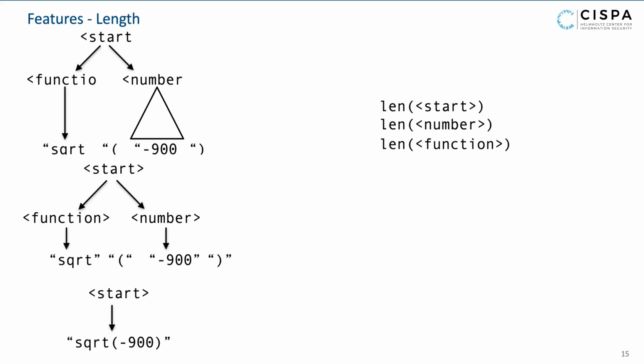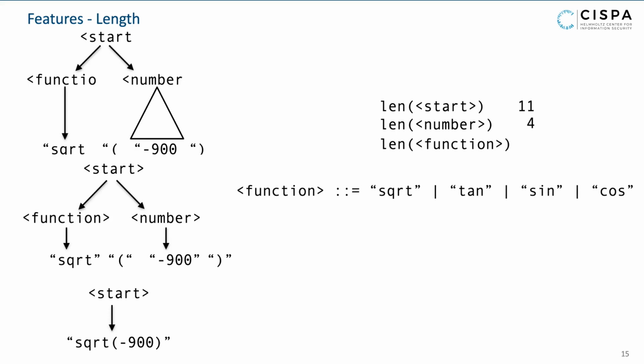The next feature is the length feature. The length feature expresses the length of a subword below a production rule in characters. In our example, for all 3 trees, the subword below the start symbol is the complete word, and therefore 11 characters. Number always derives minus 900, so the length here is 4. Function always derives square root with a length of 4.